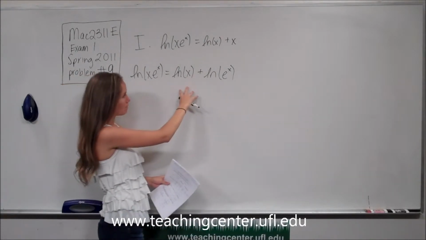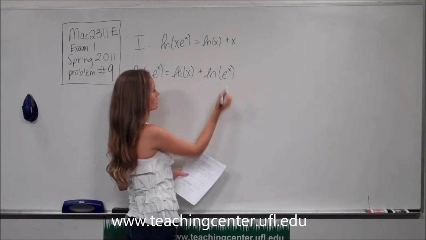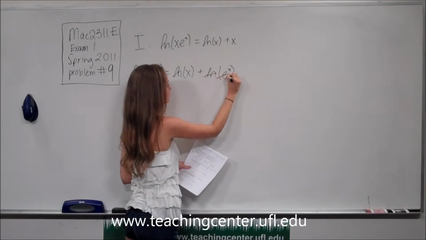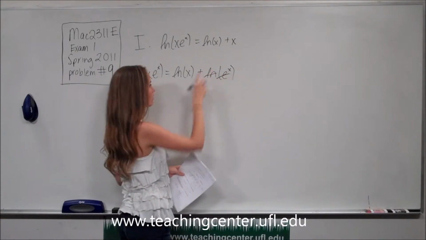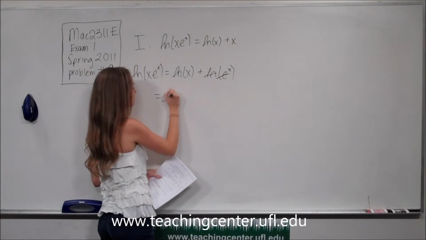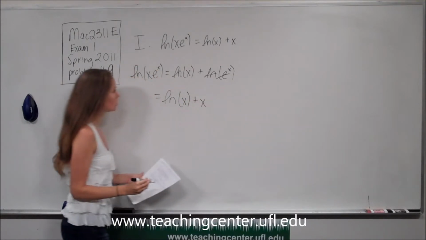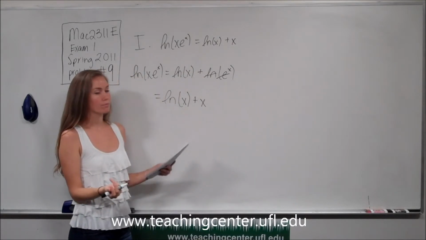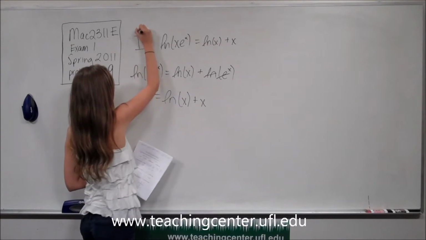Okay, so we have this, but we still need to simplify it a little bit more. So we're taking the ln of e to the x. So this ln cancels with this e, because when you take the ln of e, it's just equal to 1. And so we're left with just this x. So then this becomes the ln of x plus x. And that's what our identity was stating. So we know that 1 is correct for all positive values of x. Okay, so this one works.